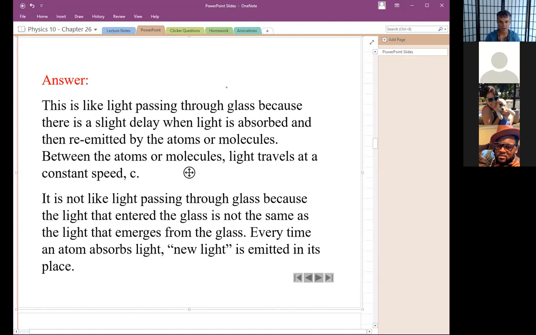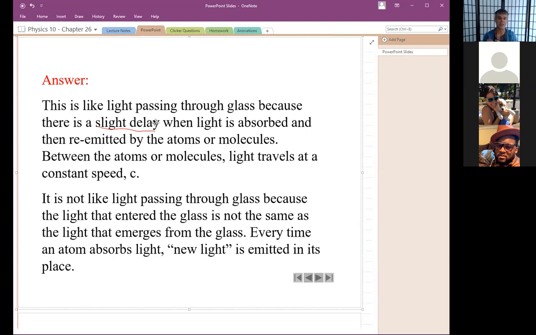So this is like light passing through glass because there is a slight delay between when light is absorbed and when it's re-emitted. Between atoms and molecules, light is always traveling at this constant speed of light. So that's sort of similar to the analogy we just gave of somebody who can walk across a room at only a certain speed every time. But then whenever they interact with somebody, they have this brief interaction, and then they walk across a little bit more, brief interaction, walk more, and so on.